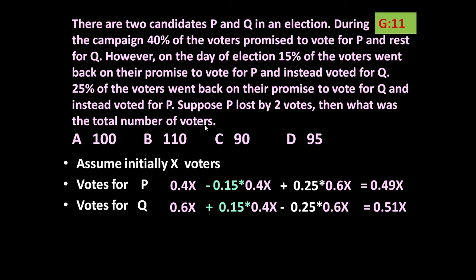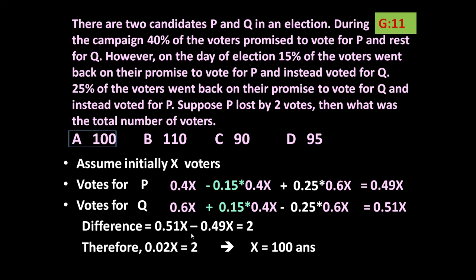Now what next? Suppose P lost by 2 votes. Then what is the total number of voters? Total number of voters is X. P lost by 2 votes. It means total votes for Q minus total votes for P is equal to 2, because P is getting 2 votes less. So 0.51x minus 0.49x is equal to 2. Now again, if we simplify this, it becomes 0.02x is equal to 2. It means x is equal to 100. So the answer is 100. So friends, in this manner these types of problems can be solved.